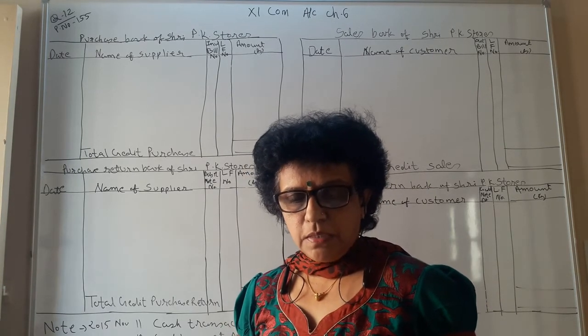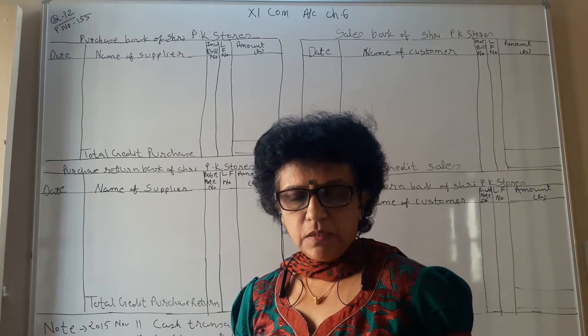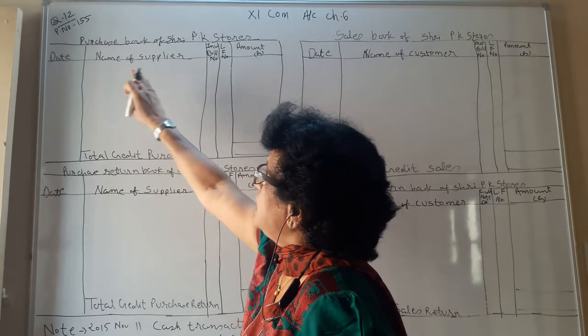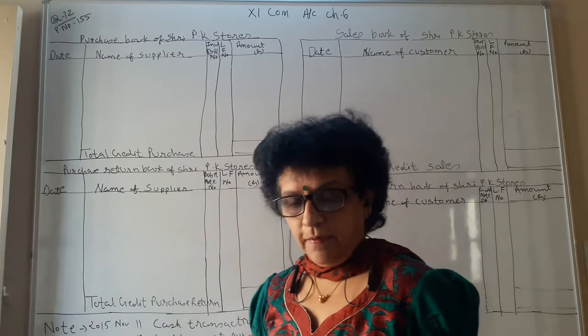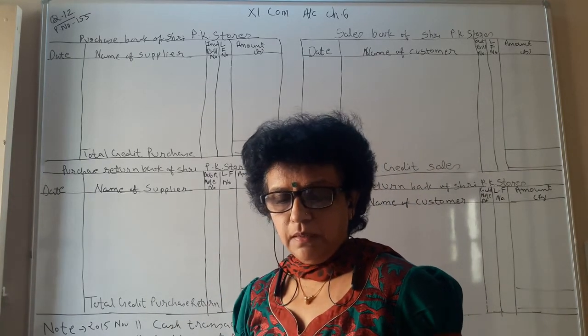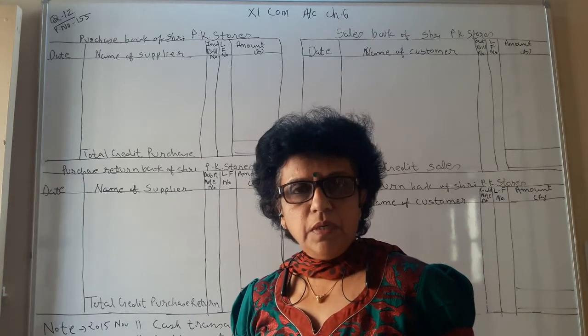Prepare a purchase book, sales book, purchase return book and the sales return book in the books of PK Stores from the following transaction. So on the title you have to write purchase book of Shri PK Stores, and so on for all the books accordingly. 2015 November 1st, purchase goods of 30,000 from Ramanuj at 10% trade discount, bill number 120.